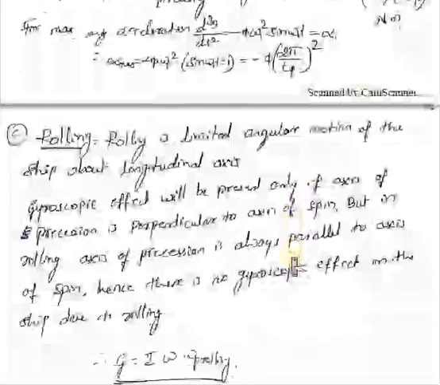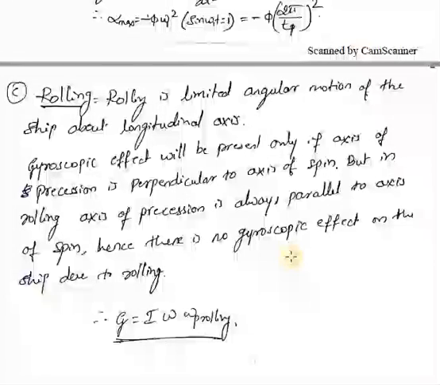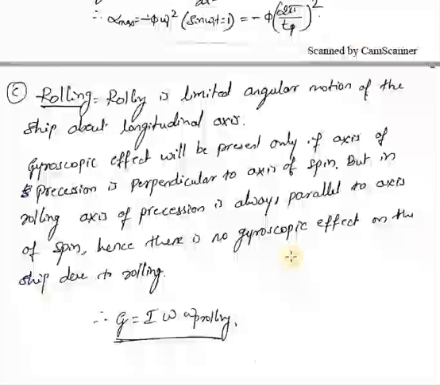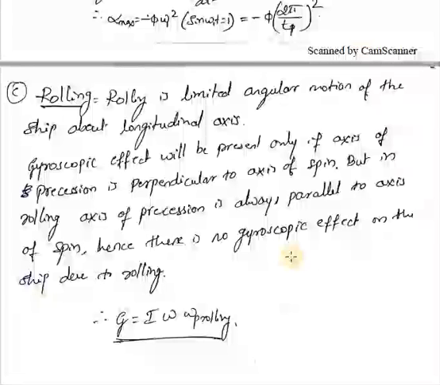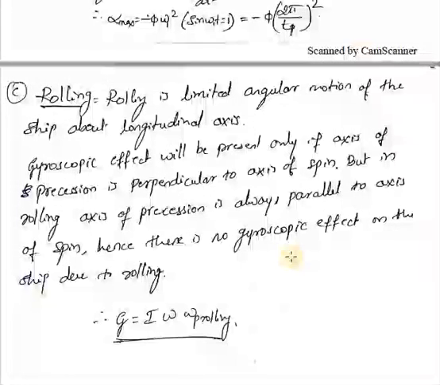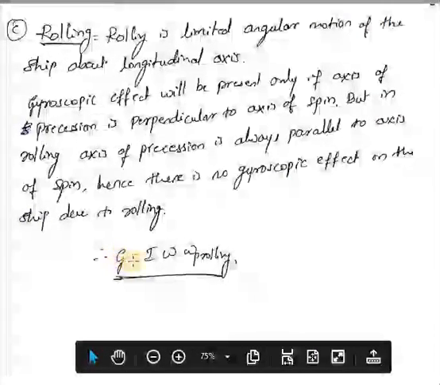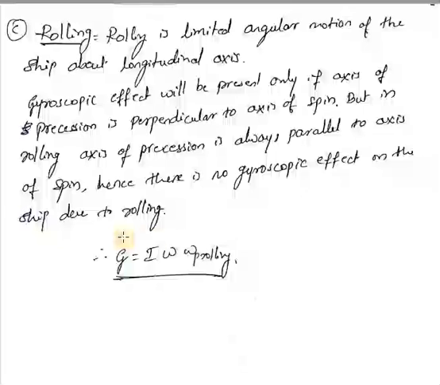Now the third one is rolling. Basically, rolling is the limited angular motion of the ship about the longitudinal axis. The gyroscopic effect will be present only if the axis of precession is perpendicular to the axis of spin, but in most cases, that is in rolling, the axis of precession is always parallel to the axis of spin. Hence we can avoid the gyroscopic effect on the ship due to rolling. We can calculate the gyroscopic couple, G equal to I into omega p of rolling. Here you have to use the same equation as that you are using for the steering mechanism.